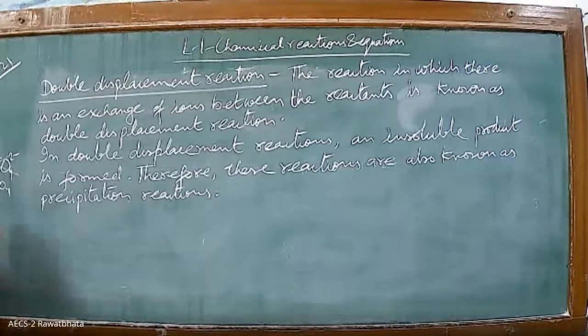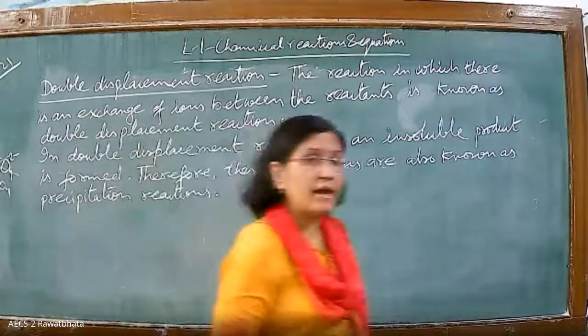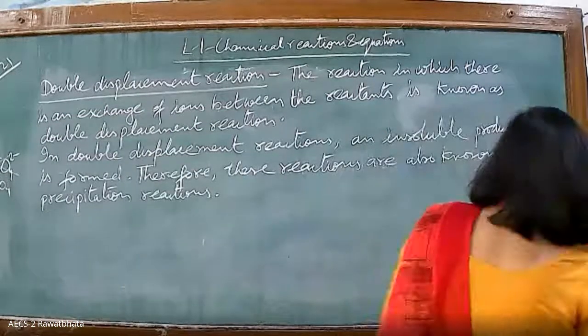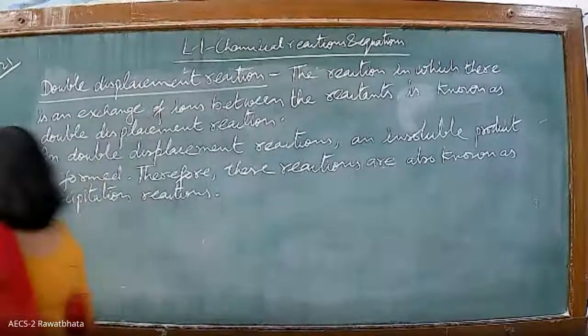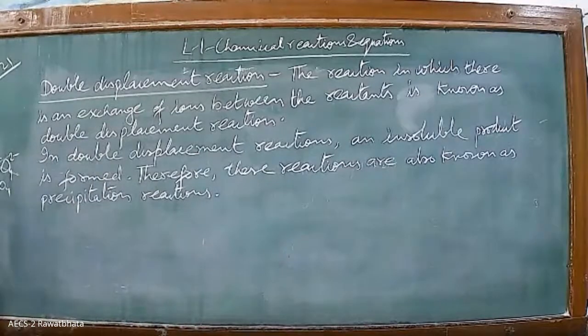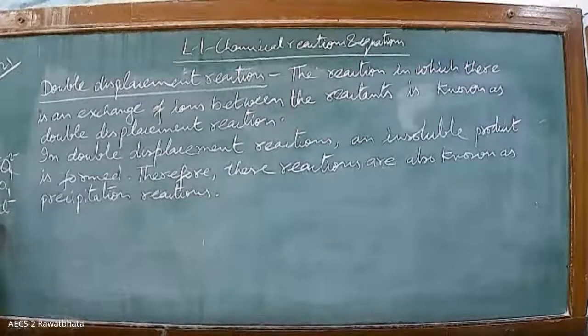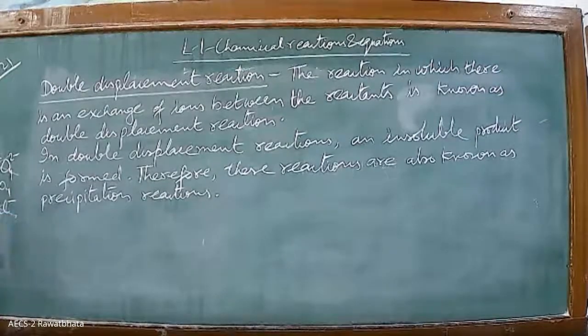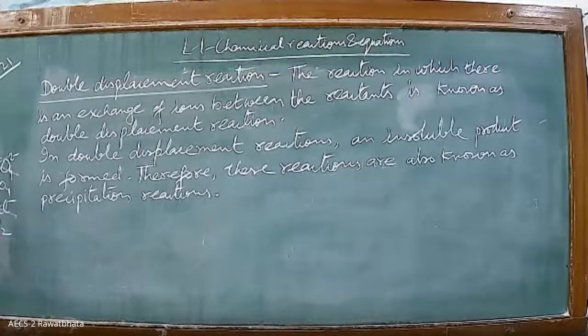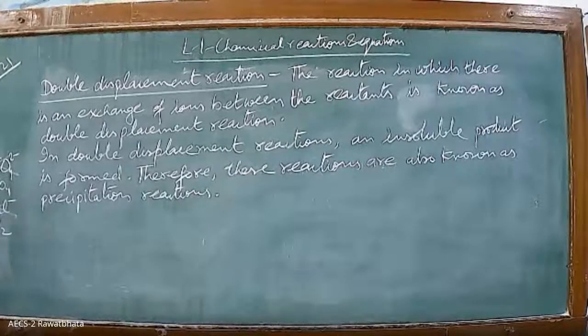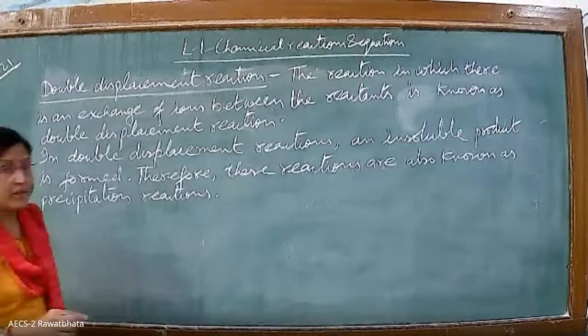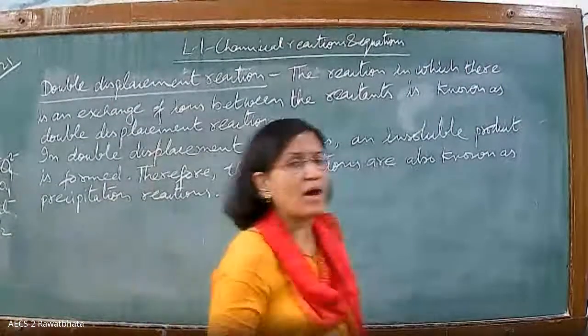Okay? And this sodium sulfate reacts with barium chloride. Barium again is Ba2 plus and chloride is Cl minus. After exchanging this, it forms BaCl2. Just now we have covered in the definition that there is an exchange of ions.